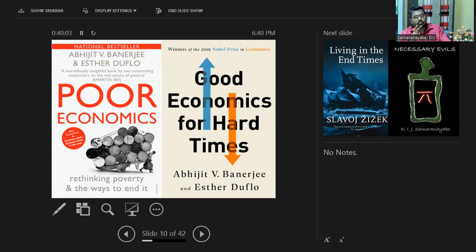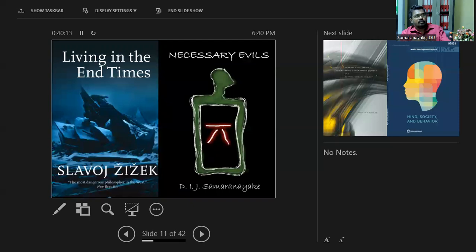And then two books written by themselves. They won the Nobel in 2019, and now these two books will be important for discussions as well. And Living in the End Times from Slavoj Zizek, and even Necessity and Evidence from another person. This person is going to be myself, right? So I will refer to some of my own write-ups to discuss a few topics. Even Living in the End Times is a very good, groundbreaking book you can refer to.